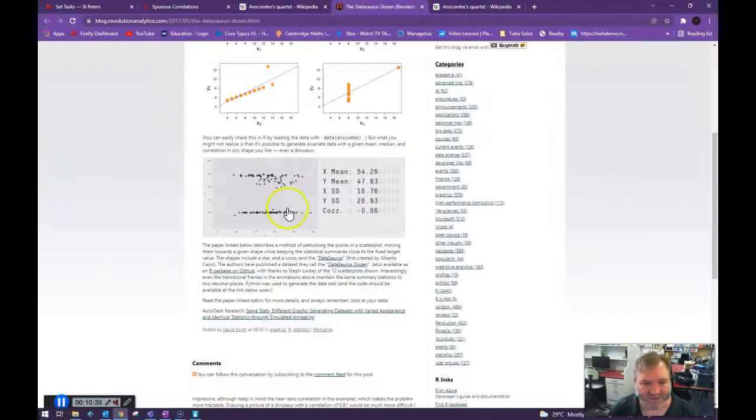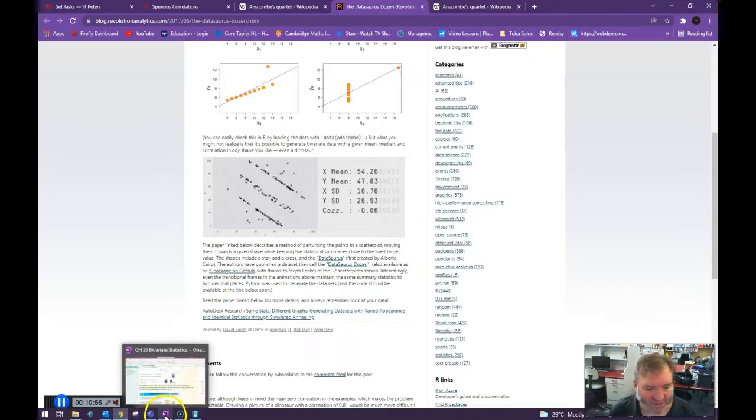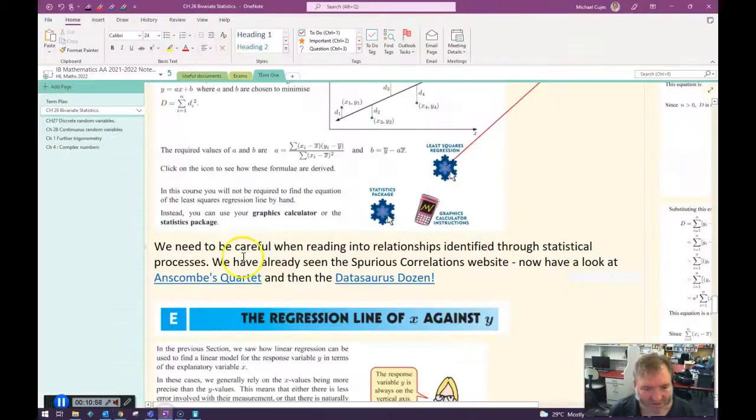The Datasaurus dozen is another one here. You can see there are 12 different sets. The mean of the x, the mean of the y values, the standard deviation of x and y is the same, and the correlation coefficient for each of these graphs is the same, yet they look remarkably different. So again, being able to look at your data in conjunction with the statistics you get from it is going to be really important there. You can explore those websites. I've left the links there so you can have a look at that.